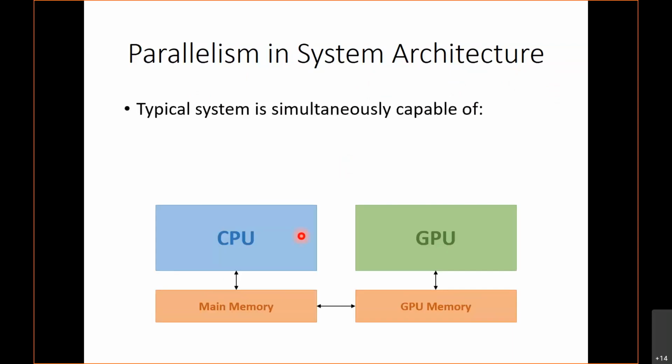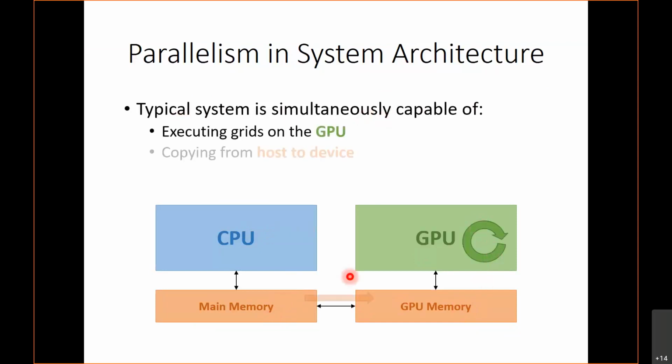So when we have a typical system, we have a CPU and a GPU. The CPU has main memory, the GPU has GPU memory. And usually what we do is we copy over, we compute on the GPU, and then we copy back. But the system is actually capable of simultaneously executing a grid on the GPU, copying from the host to the device, and copying from the device to the host. So the hardware that computes on the GPU is different from the hardware that copies from main memory to the GPU memory, and it's different from the hardware used to copy from the GPU memory back to the main memory. Since these are three different hardware resources, we can actually use these three things simultaneously.